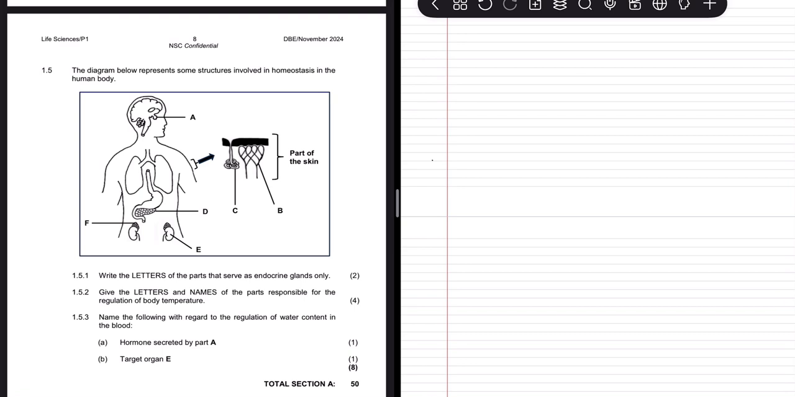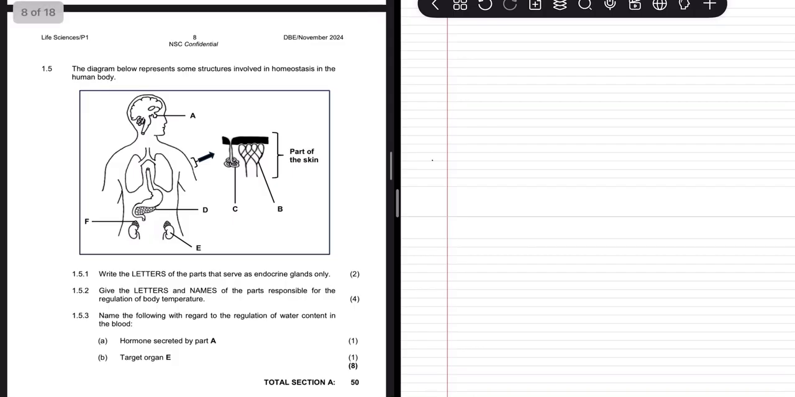All right, so we have a brain and we have something pointing at A. We understand that in the brain, especially when we're speaking on homeostasis, we only ever speak of our hypothalamus and our pituitary gland, right? Then we have something pointing on to the arm of the person, labeling something C and something else B, and then it's written there part of the skin. We then have something labeled underneath what we believe would be the stomach at D. And then we have something labeled at E and something labeled at F.